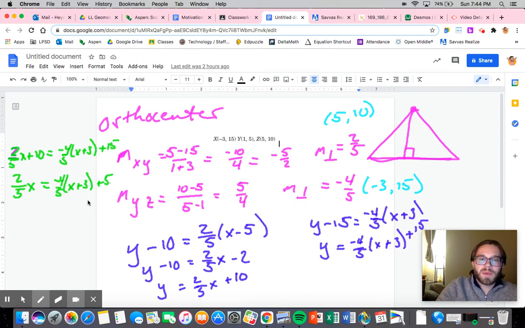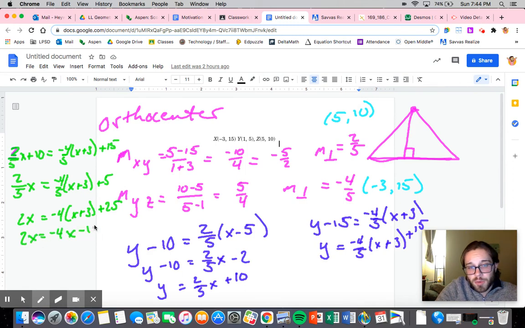Okay, so I'm going to multiply everything by 5 because I don't want to deal with fractions. So 2x equals negative 4 times x plus 3 plus 25. So 2x equals negative 4x minus 12 plus 25. So that would make that 6x, and that's going to be equal to 13. So x is going to be 13/6. Boo! Okay. Well, what does that mean?